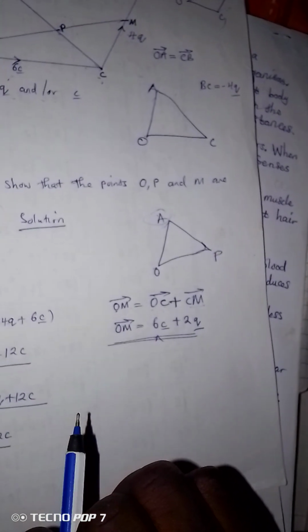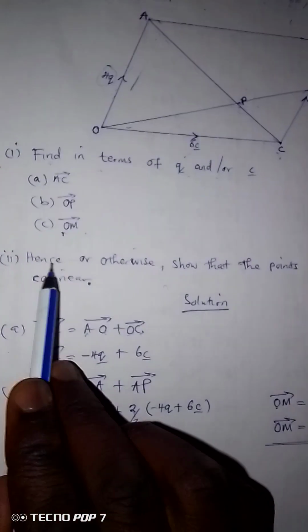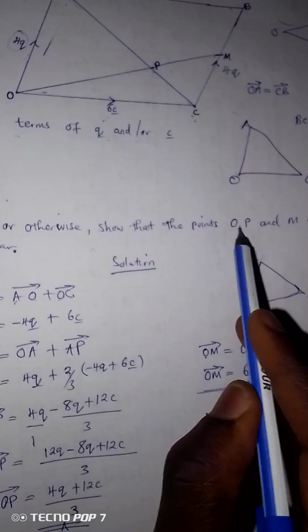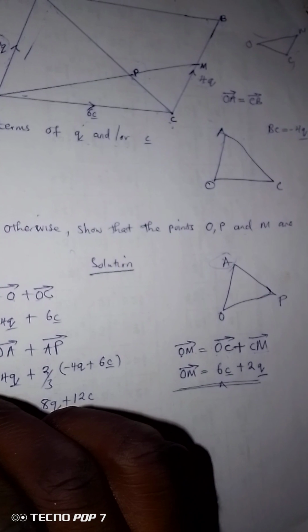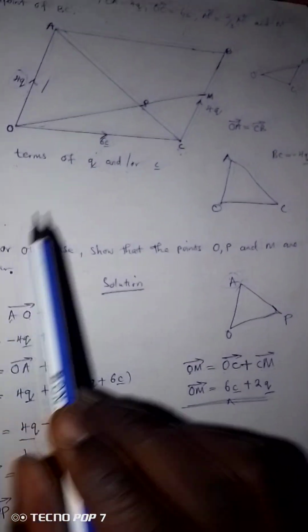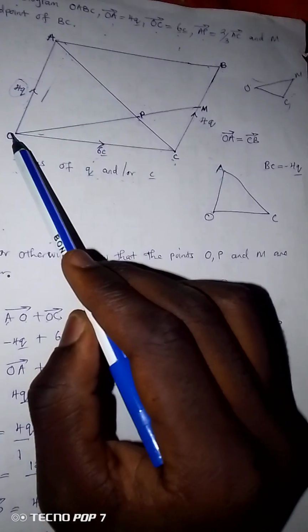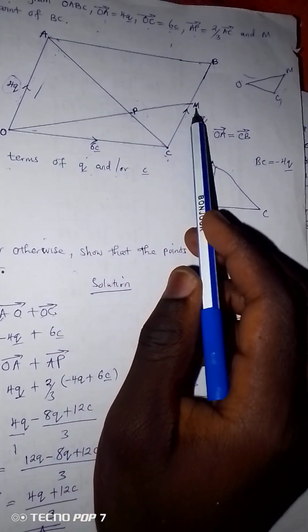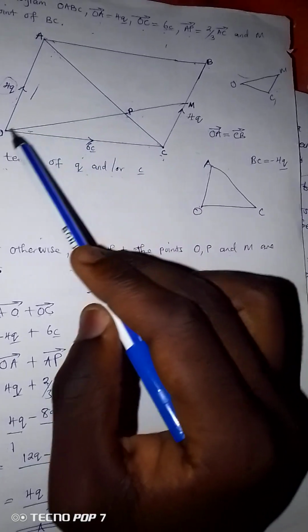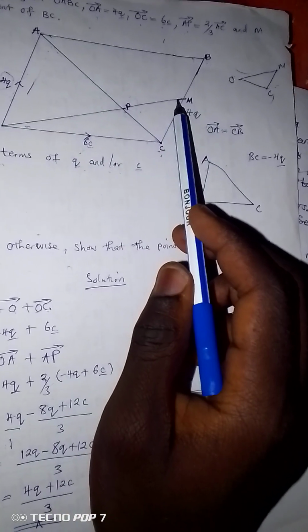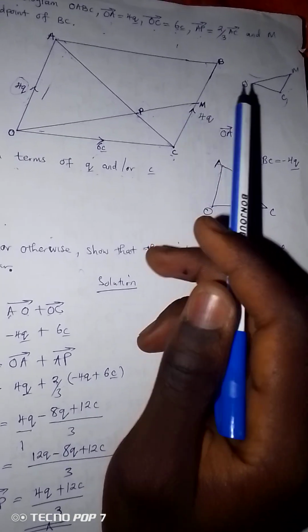Now we go to the other question. Question C says, hence or otherwise show that the points O, P, and M are collinear. When they say points are collinear, it means they lie on the same straight line. You can see this is a straight line. You can see these points O, P, and M. They are lying on the same straight line. This means that they are collinear. That's what it means. So what we are going to do is simple.